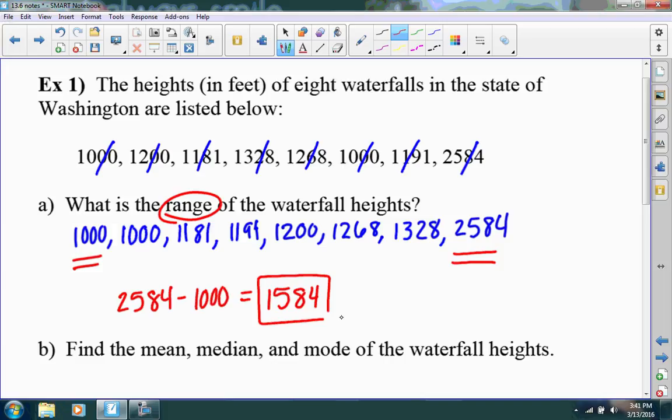Okay, so that's a big number. If you were going to graph this, that would help you to figure out how you want to count, how you want to organize spacing on your graph.